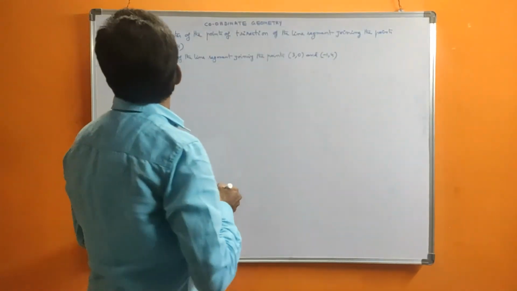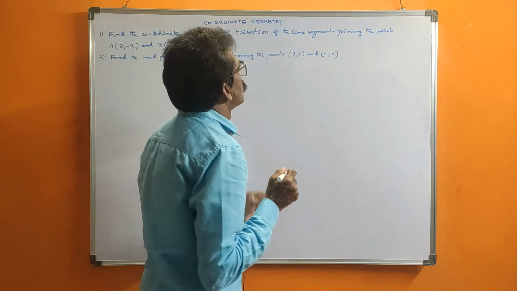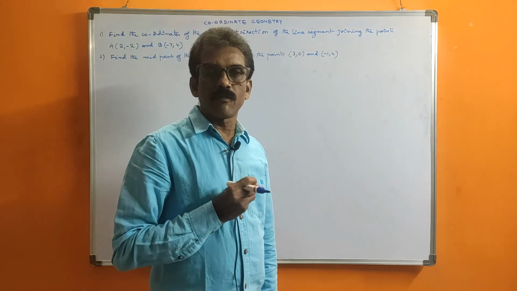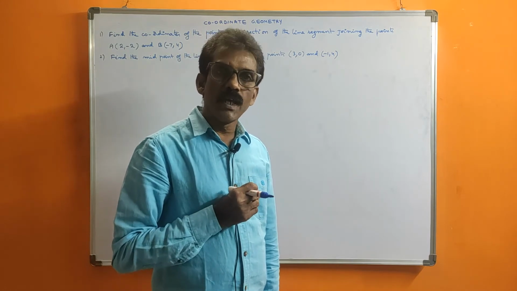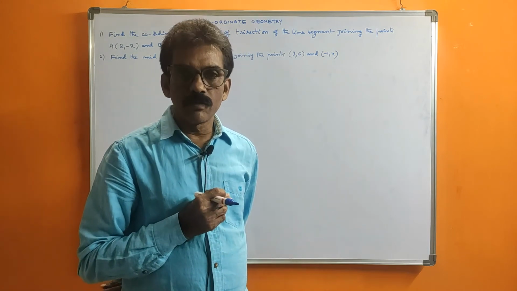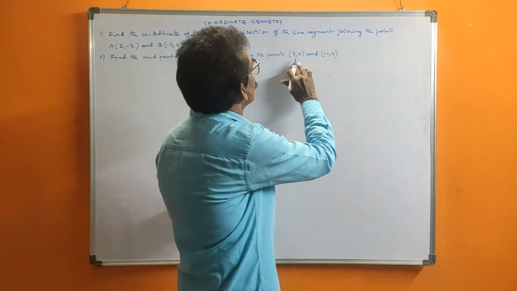Now, second: find the midpoint of the line segment joining the points (3, 0) and (-1, 4). This is a direct formula. The midpoint formula for points (x1, y1) and (x2, y2) is simply ((x1 + x2)/2, (y1 + y2)/2). That's all. Here these two are the given points.